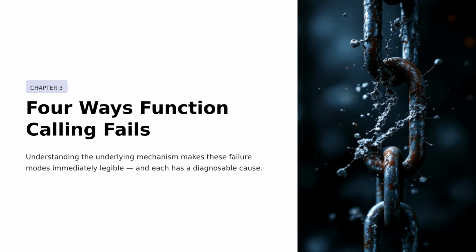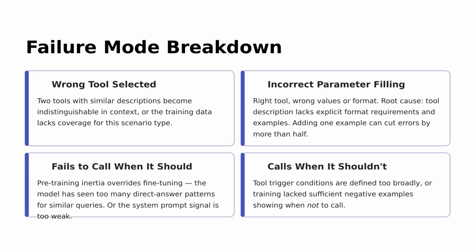Welcome to Chapter 3, where we delve into the 4 ways function calling can fail. By understanding the underlying mechanisms, we can easily recognize these failure modes. Each has a specific, diagnosable cause, whether it's due to incorrect parameters, unexpected data types, or issues within the function logic itself. Pinpointing the root cause can help in resolving these problems efficiently. Let's explore these failure modes in detail. Let's dive into failure modes.